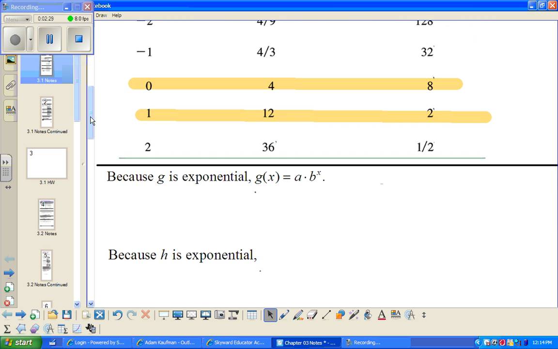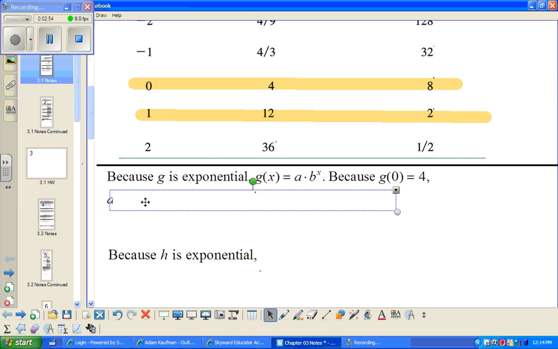the function g first, or g of x. It's exponential. We're given that, so we know it can be written in the form g of x equals a times b to the x. We are given that when x equals 0, y is 4. Well, that tells us the initial value. That tells us that g of 0 equals 4, which means our a value is 4.